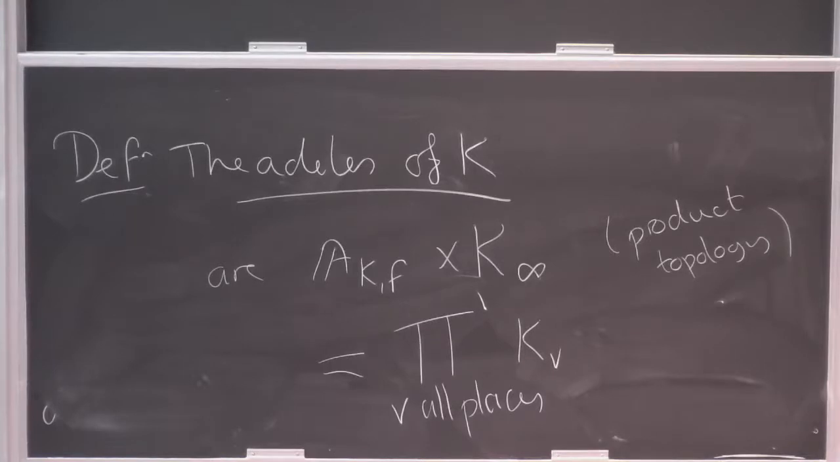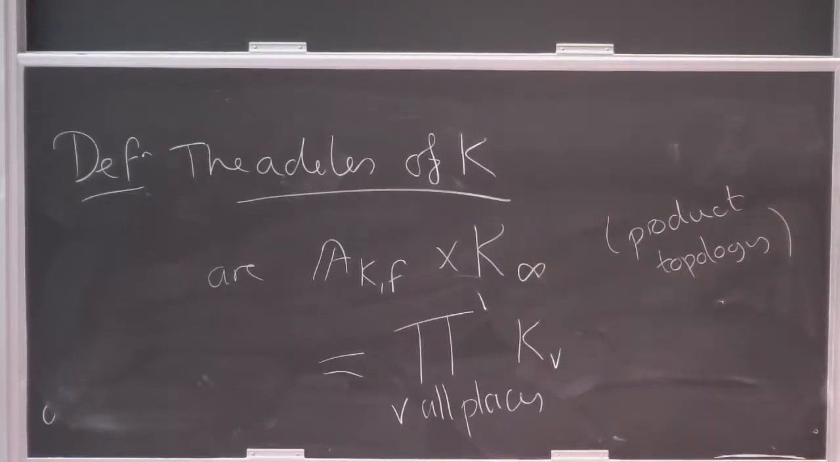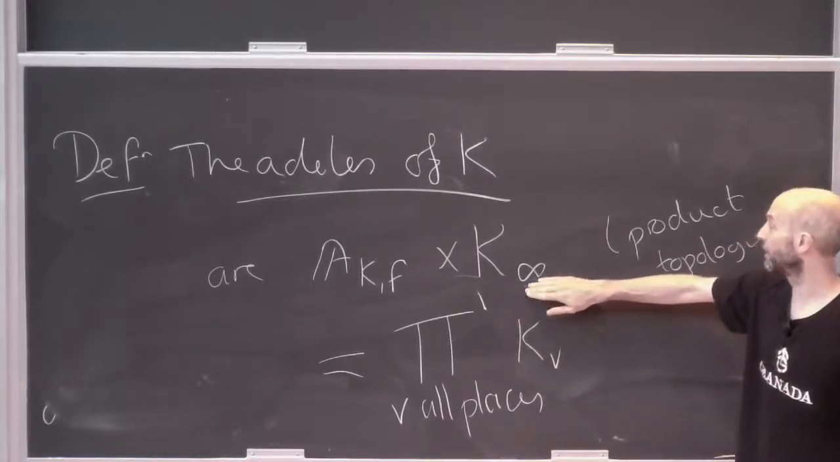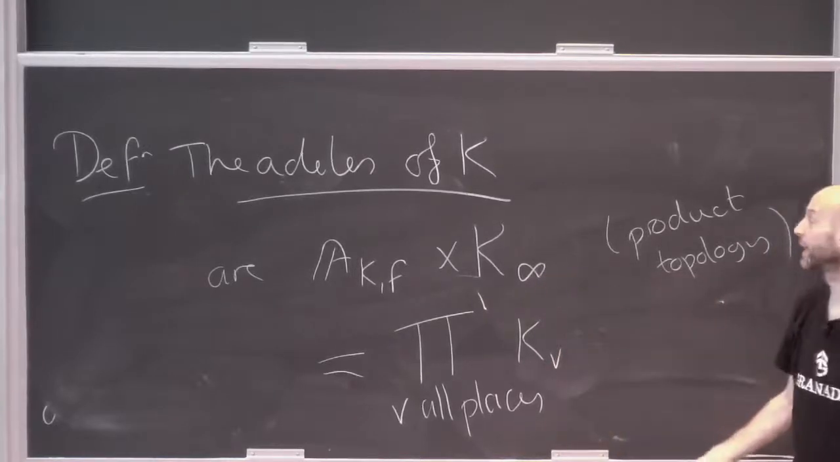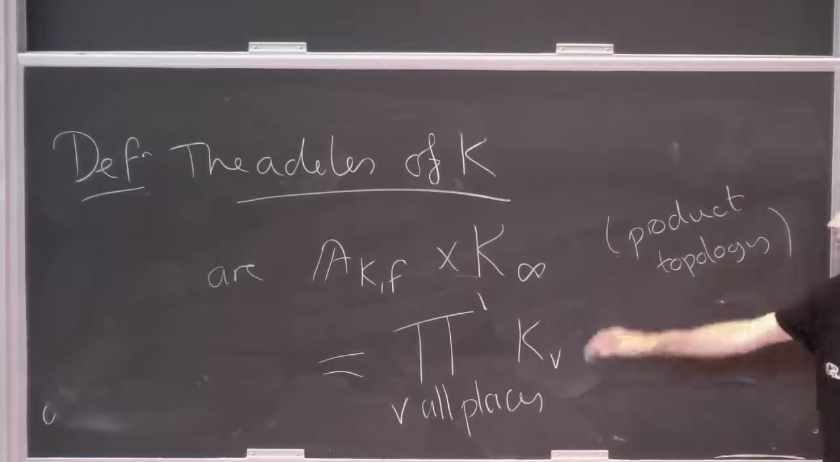Somebody asked me yesterday if this could be given the structure of a manifold. I thought it was quite a good question. Because you see, K infinity is clearly a real manifold, right? Because it's just isomorphic to R to the n. So it'd be nice to talk about smooth functions. We could talk about smooth functions on K infinity.